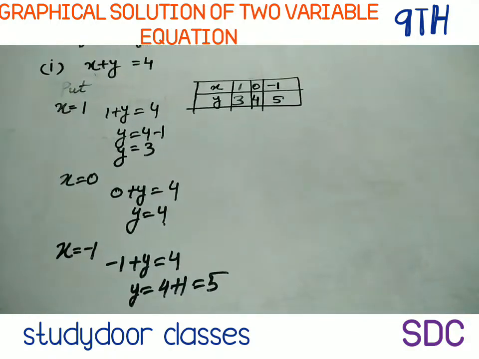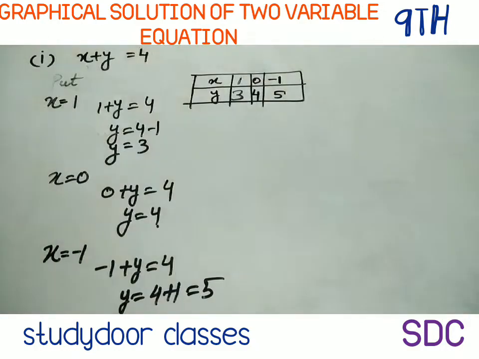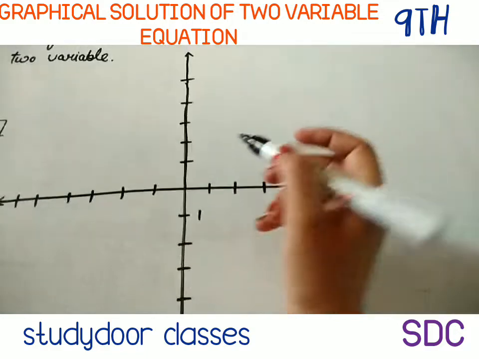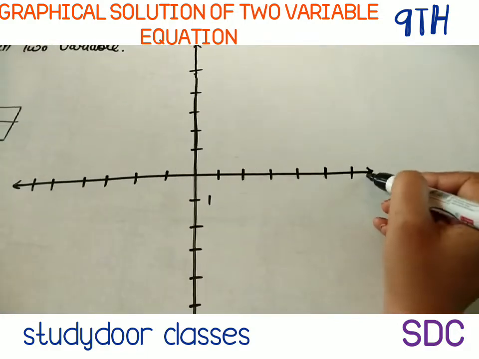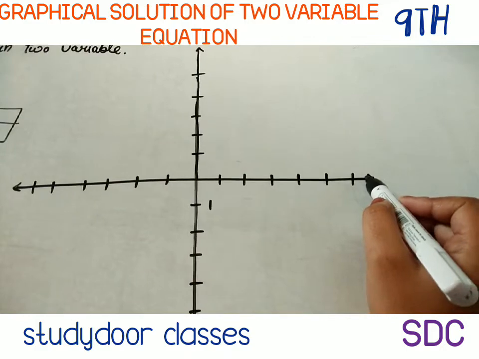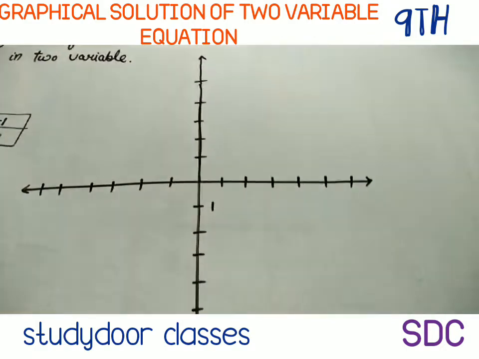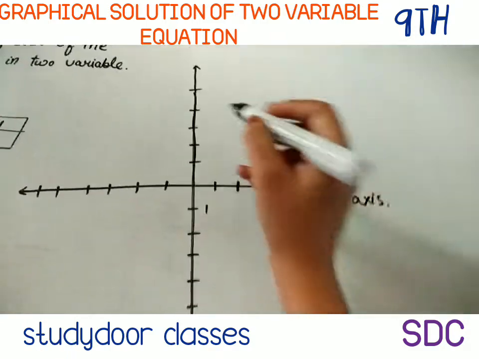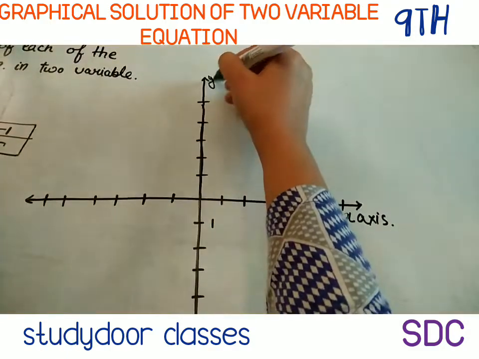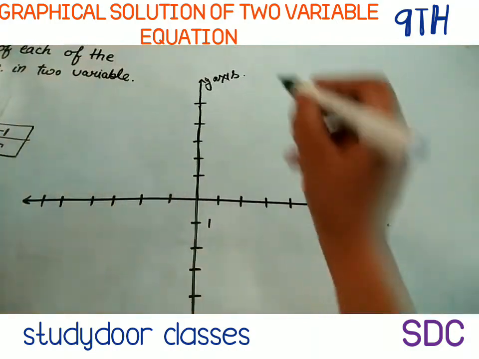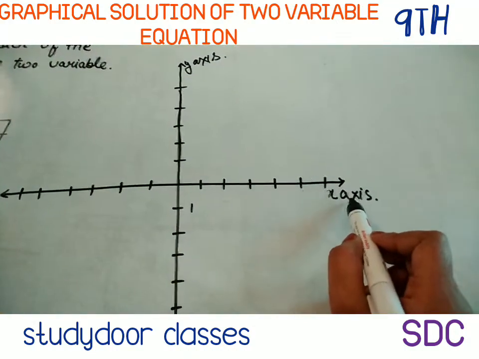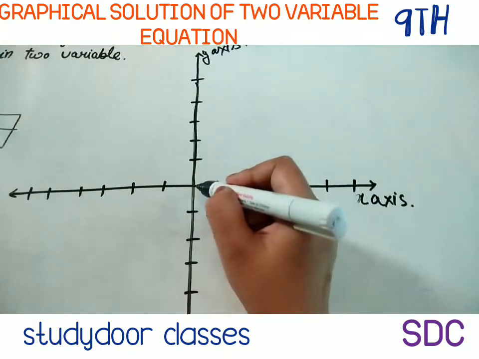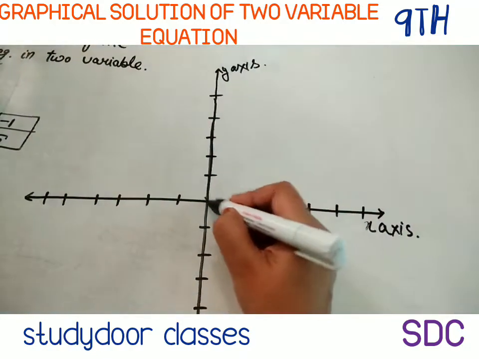Now we have to show all the values on the graph paper. Here I have to draw one graph. We know this is the horizontal axis, and this is the vertical axis. The horizontal axis is called the x-axis and the vertical axis is called the y-axis. Or we can say the other name of x-axis is horizontal line and the other name of y-axis is vertical line. In the middle is the origin.